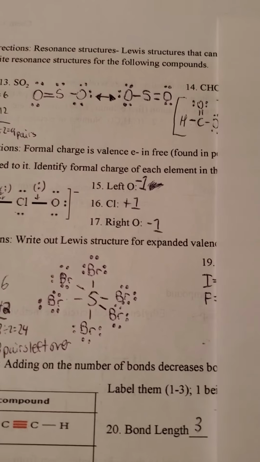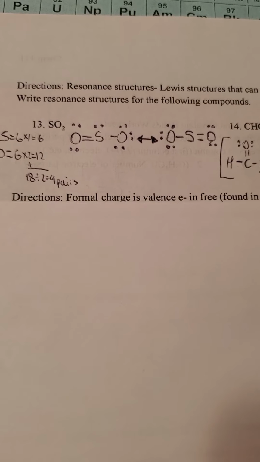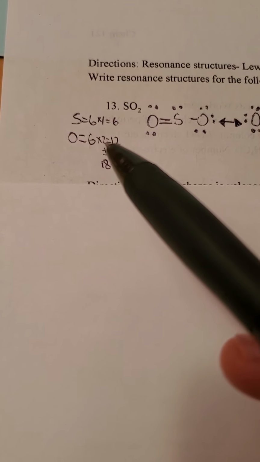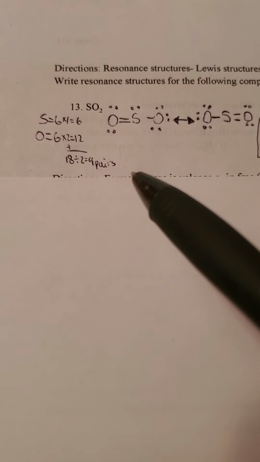So for this one, we're looking at resonance structures, which are Lewis structures that can be written in more than one way. And we can write them for the following structures. So for this, it's SO2. For S, it's 6, oxygen is 6. And if there's 2 oxygens, then that's 12 plus 6, 18, divided by 2 is 9. So we got 9 pairs.